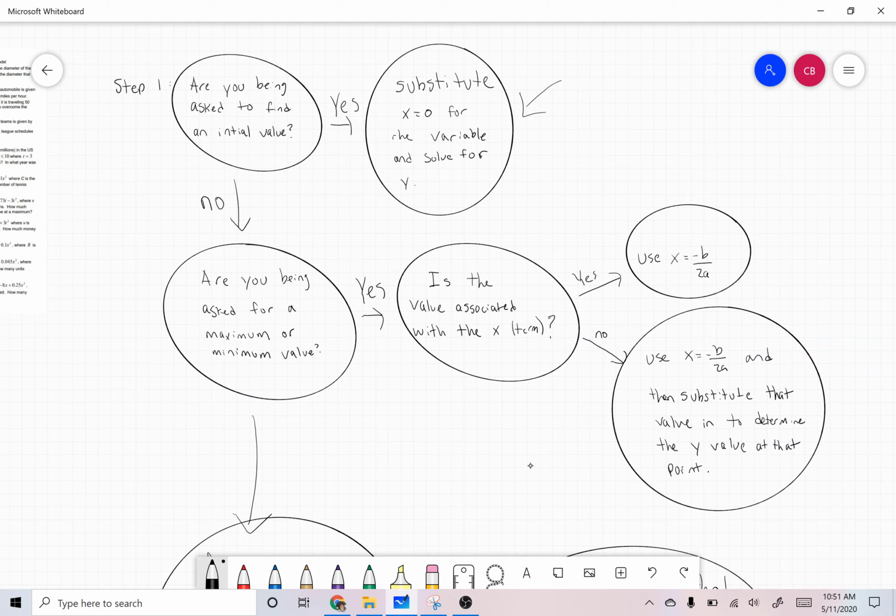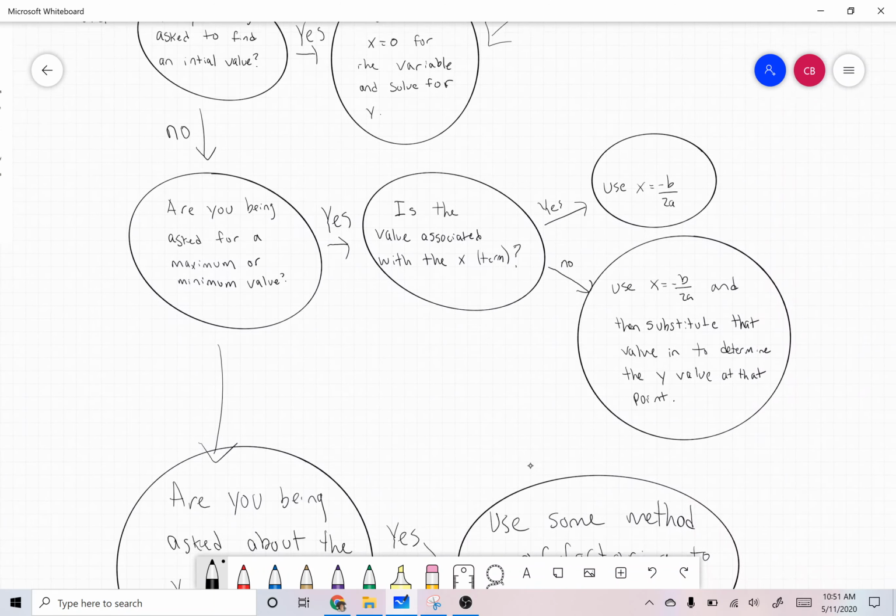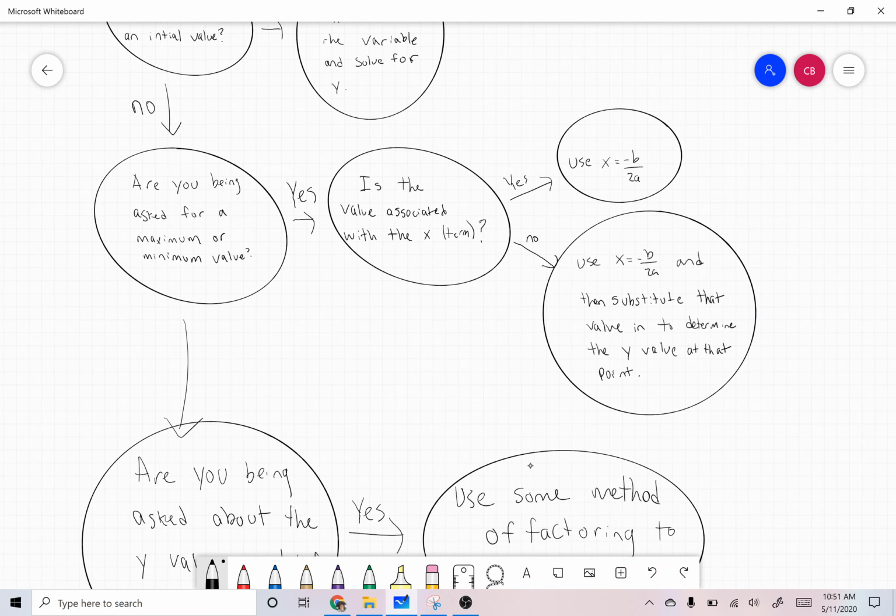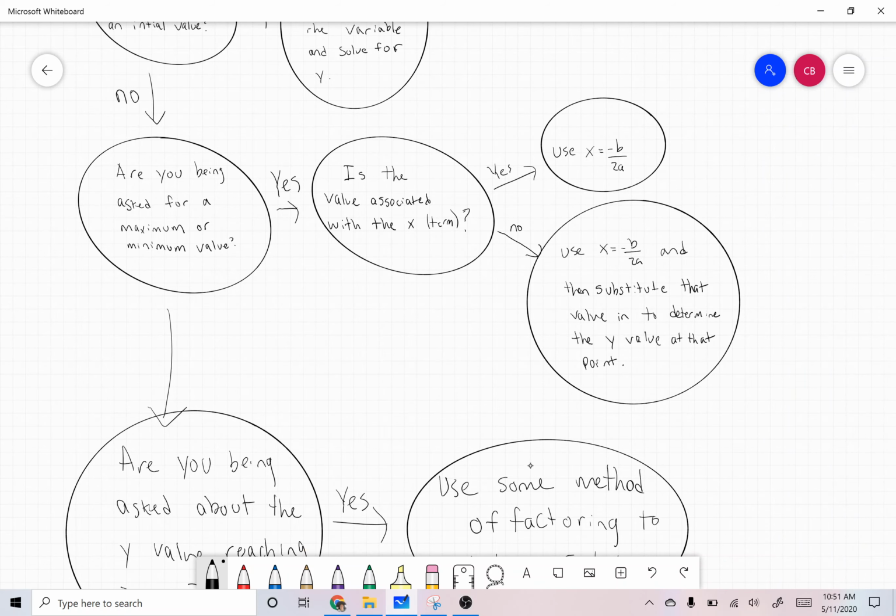Are you being asked for a max or minimum? So if you're asked for a max or minimum, these are generally vertex questions. And so that's why the answer to that question is yes. Is it associated with the x term? Then if it's yes, you'll do the vertex formula for x is equal to negative b over 2a. And if the answer to that is no, you'll use x is equal to negative b over 2a anyway, and then you'll just substitute that value that you get in for x and determine what y is.